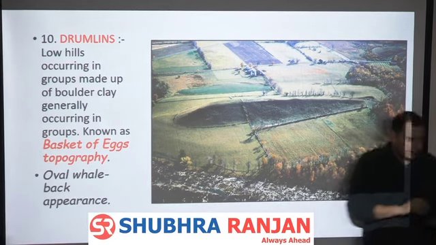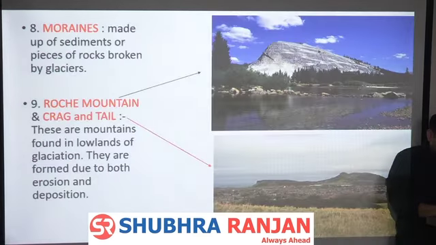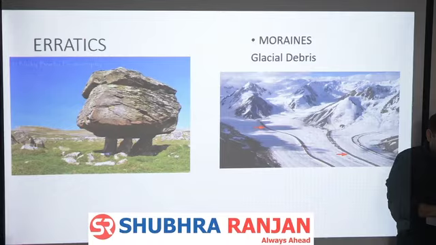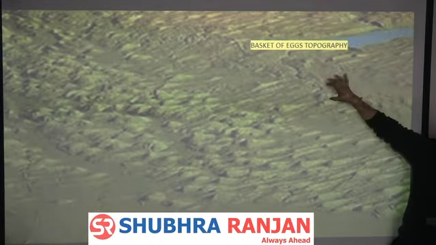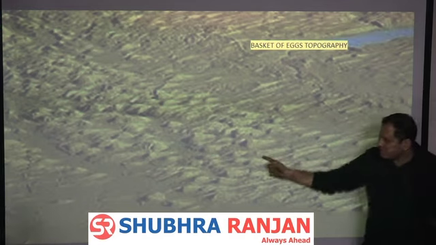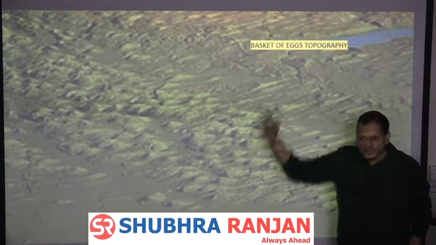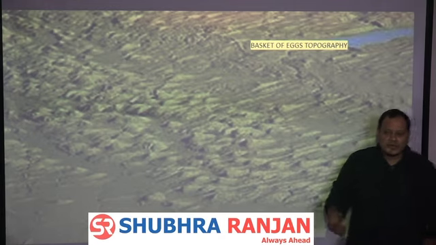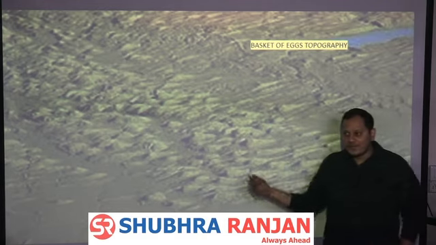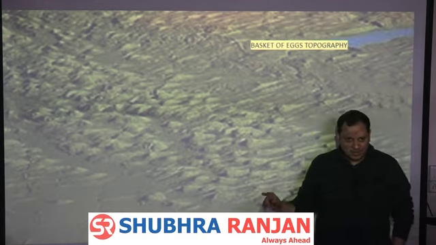But if you want to see the group of drumlins, this is how the drumlins will always occur in groups. These all are the drumlins. Isliye jab upar se dekhte hain to mountains khali rahi hai. Therefore they are known as the basket of egg topography. Understanding this?